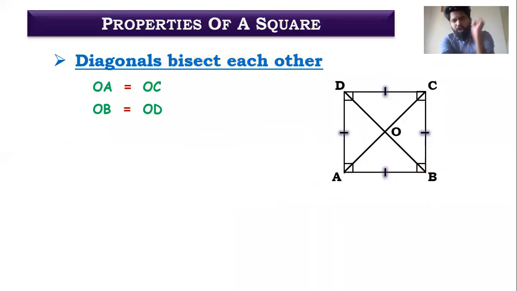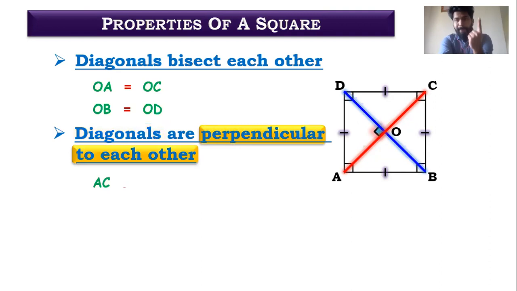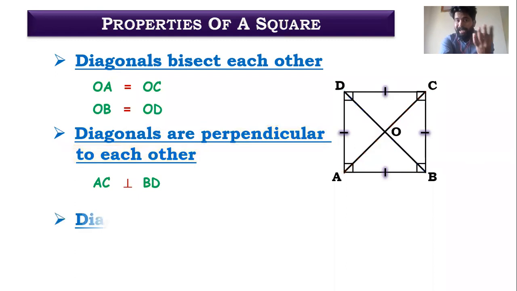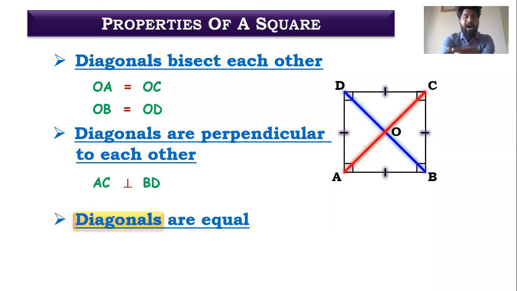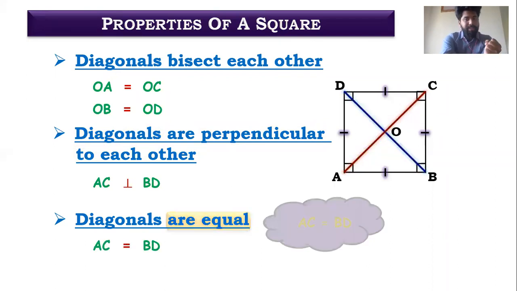How many of you can confidently say, sir, now I know the properties of every member of the parallelogram family? There are 4 members: parallelogram, rectangle, rhombus, and square. How many of you can say with 100% confidence that now I know all the properties of the parallelogram family? Many students. Very good.